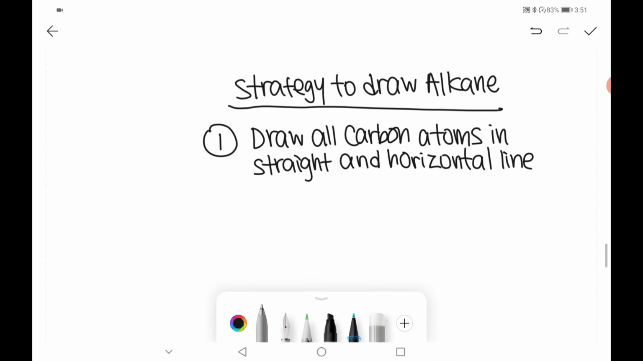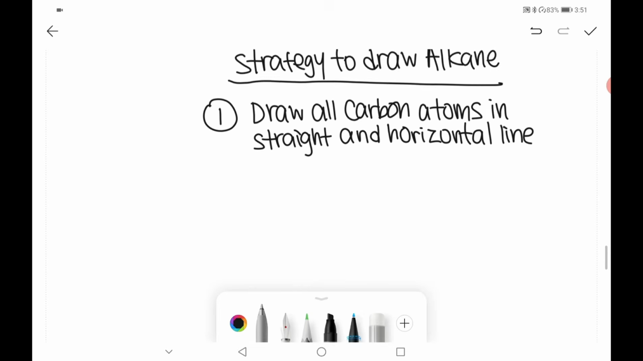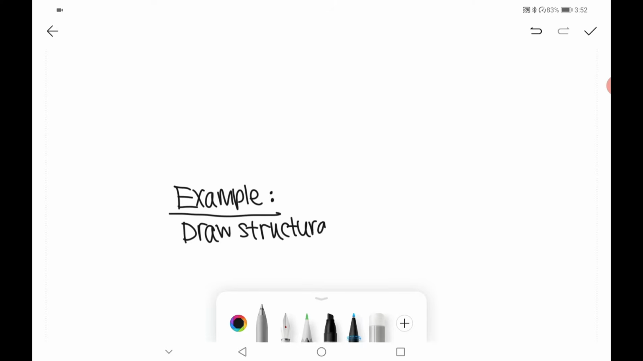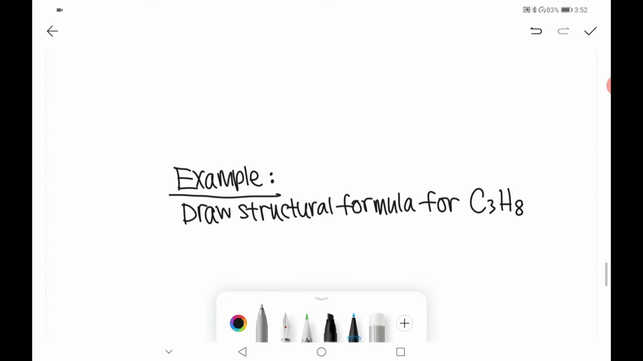After you draw all the carbon, let me use an example for demonstration. I'll give you 2 examples so you can see exactly how I draw it. Let's say I want to draw the structural formula for an alkane. Let's say the alkane is C3H8. I want to draw the structural formula for C3H8. So how to do it?